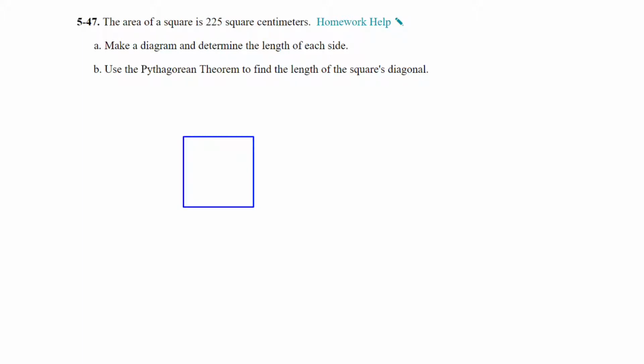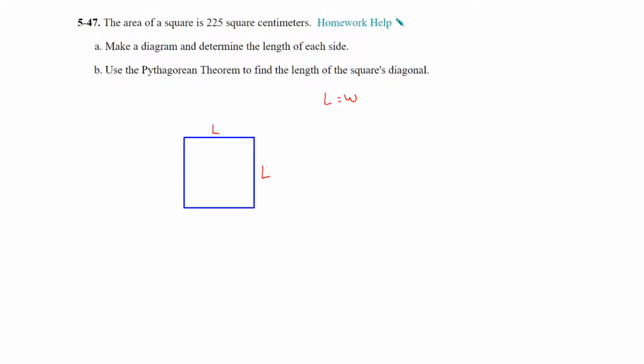We know the area is the length times the width, but because it's a square, the length and width are equivalent. So we can use substitution. Whoa, I didn't know I could erase the square. Substitution, and make this both L, so length and length. So L times L is equal to 225, or L squared is equal to 225.